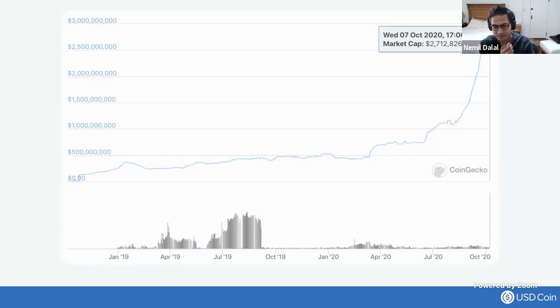USDC was launched several years ago, and for a long time it was about $100 million, $200, $300, $400 million market cap. Then slowly, with the growth of the Ethereum ecosystem, especially with DeFi liquidity mining, we've had a tremendous amount of growth. USDC is the second largest stablecoin in the world, and it's almost at about $2.7 billion in market cap right now.